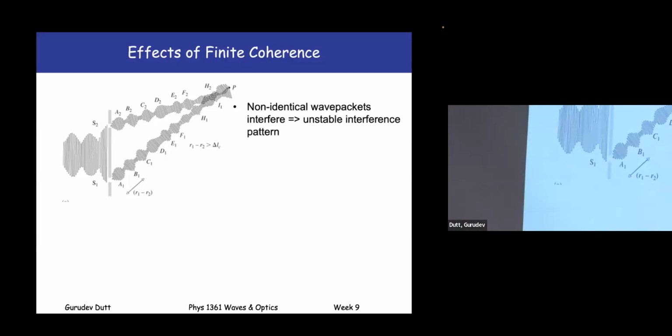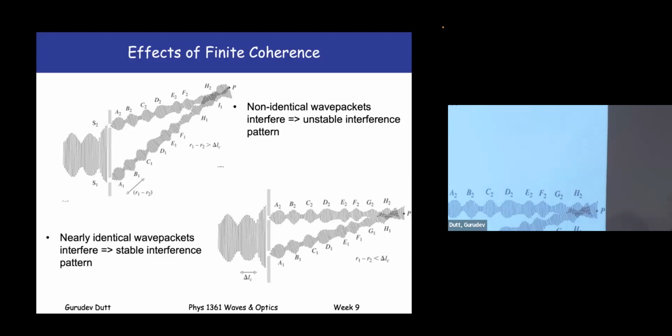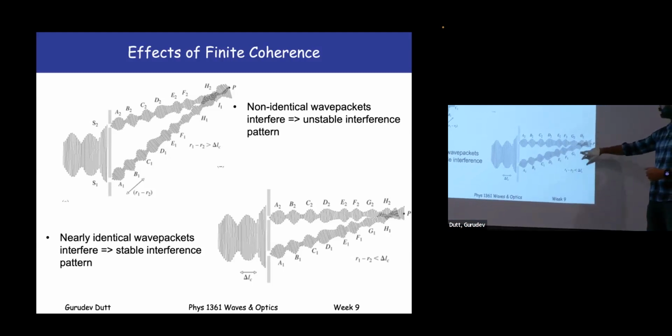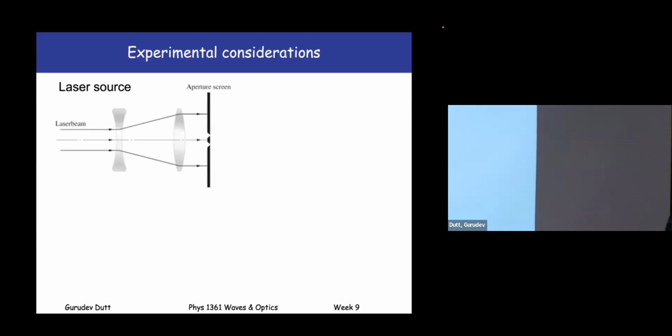Okay? So this is what I was talking about. And then if you now have R1 minus R2 less than delta LC, the coherence length, then the same wave packet H1 and H2 overlap with each other at the point P, and you get a stable interference pattern. Okay. So for other experimental considerations, I'll go over this quickly.